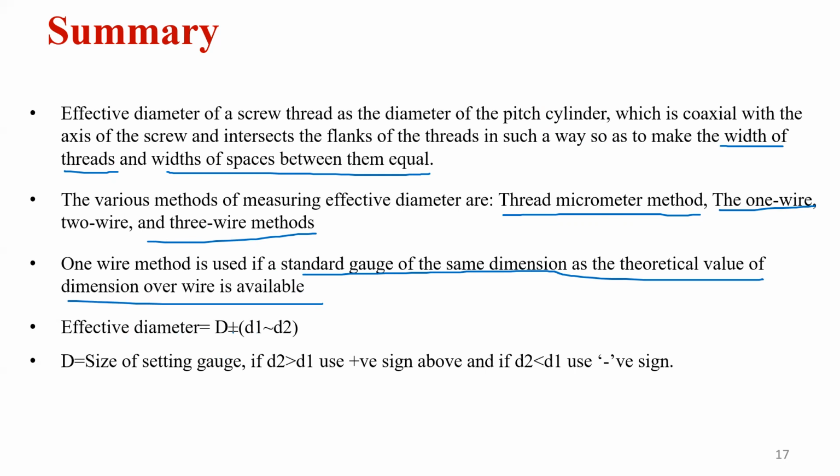This can be measured using the formula: D plus or minus (D1 minus D2), where D is the size of the setting gauge. If D2 is greater than D1, use the positive sign, and if D2 is less than D1, use the negative sign. But the difficulty in the one wire method is that the micrometer axis may not remain exactly at right angles to the thread axis.